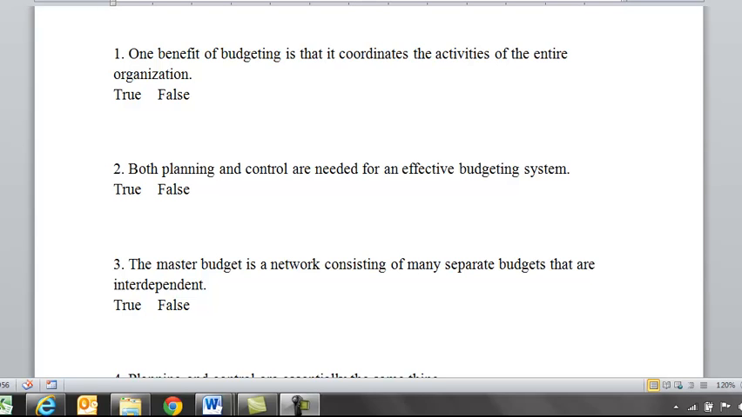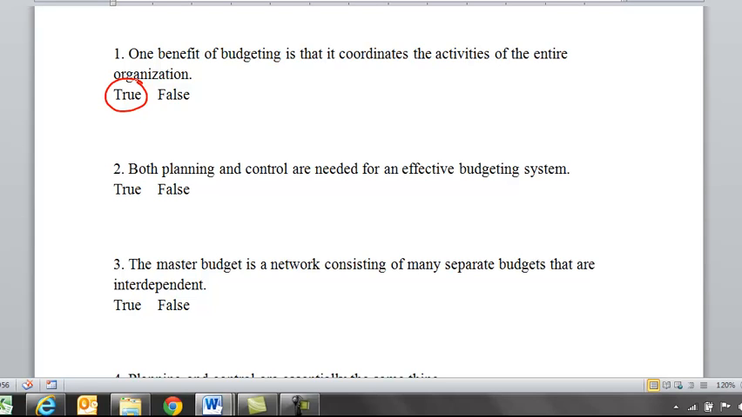This video walks you through some typical definitional conceptual questions that you could be asked. One benefit of budgeting is that it coordinates the activities of the entire organization. True or false? And that would be true, because that's one of the major purposes of budgeting, is that it helps coordinate the entire organization and get their buy-in.